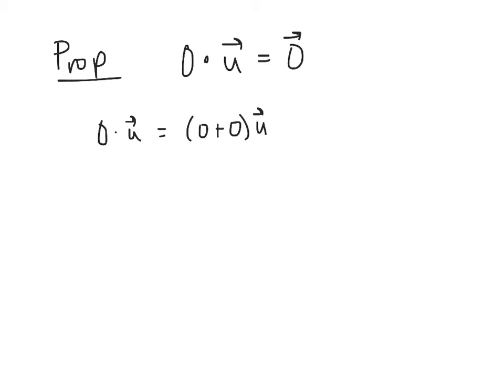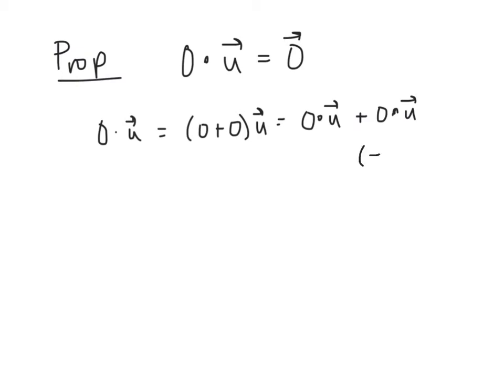Okay, we want to prove that 0 times u equals the zero vector. How can we do that? Well, I think the easiest way of doing this is just to start with this vector right here. 0 times u is the same as 0 plus 0 times u, which is 0 times u plus 0 times u.